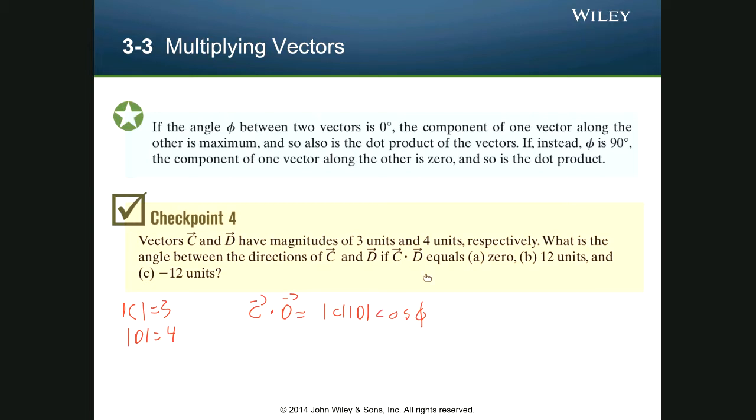With A, they're saying that this whole thing equals zero. We already know that 3 times 4 is 12, so the only way for the dot product to be zero is if phi is, sorry, that's wrong, if phi is 90 degrees. The only way the dot product can be zero is if C is perpendicular to D. Remember, vectors are magnitude and direction, and right now we're playing with changing the direction. You can see the direction can change the entire look of the problem. So C dot D is equal to zero if phi is equal to 90.